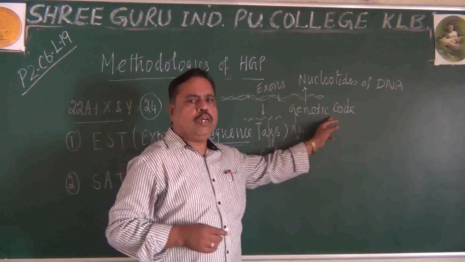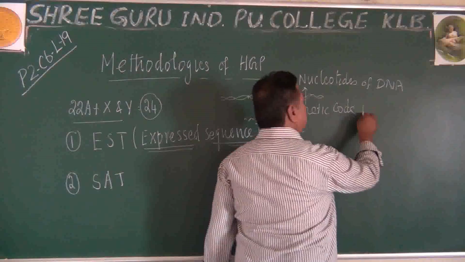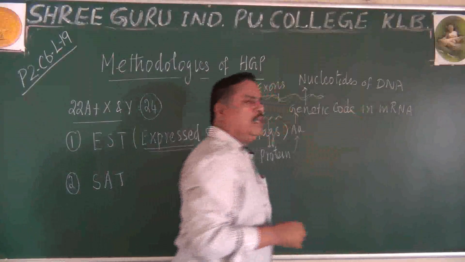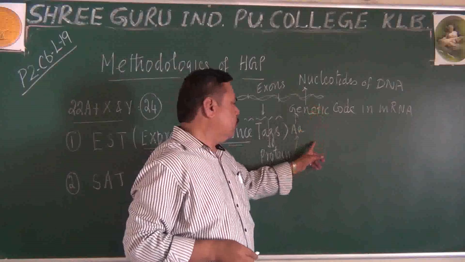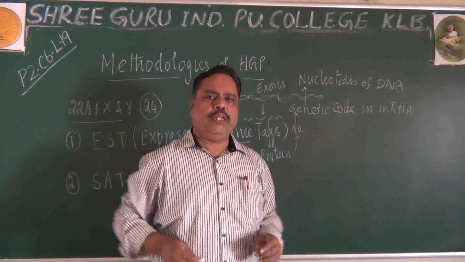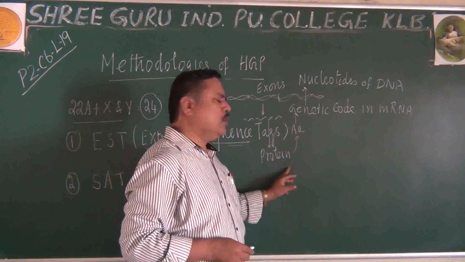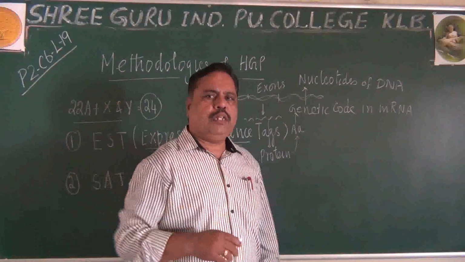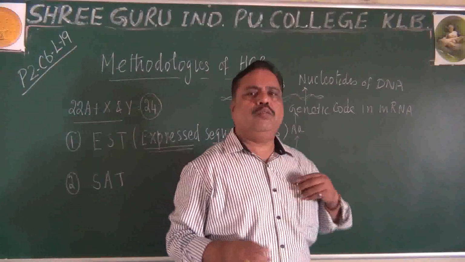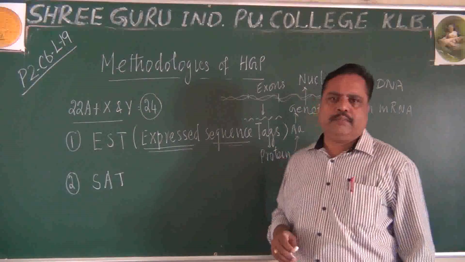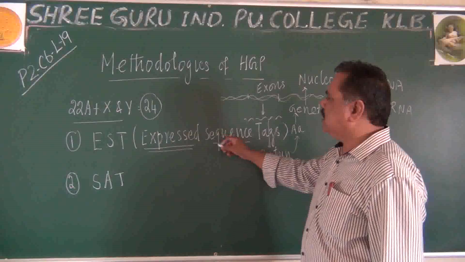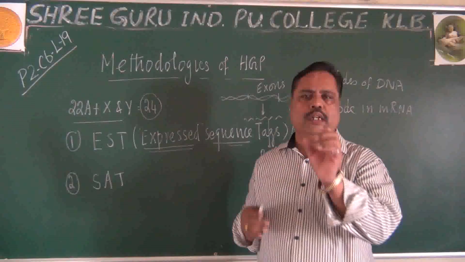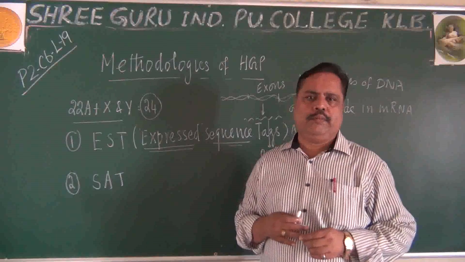DNA will produce mRNA. The genetic code is present in mRNA by a process called transcription. From the genetic code only, the amino acid sequence will be determined. From amino acids only, protein molecules are synthesized. So when you go in the reverse direction, you can understand the nucleotides of DNA clearly. By this method, you can sequence the expressed sequences, the nucleotides of expressible segments only.